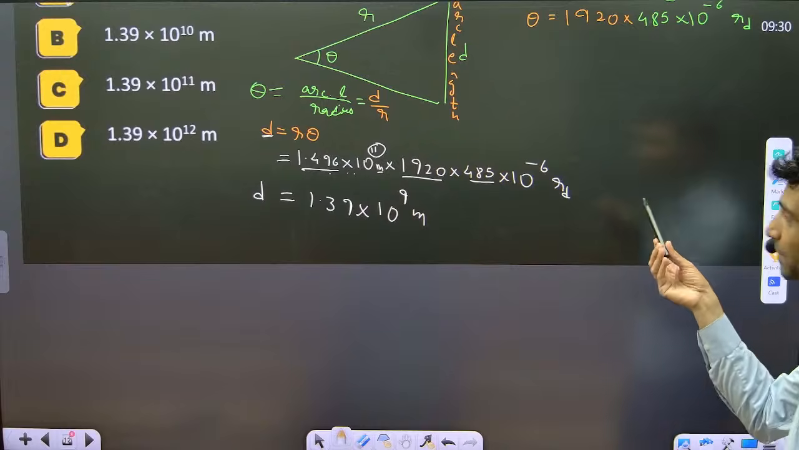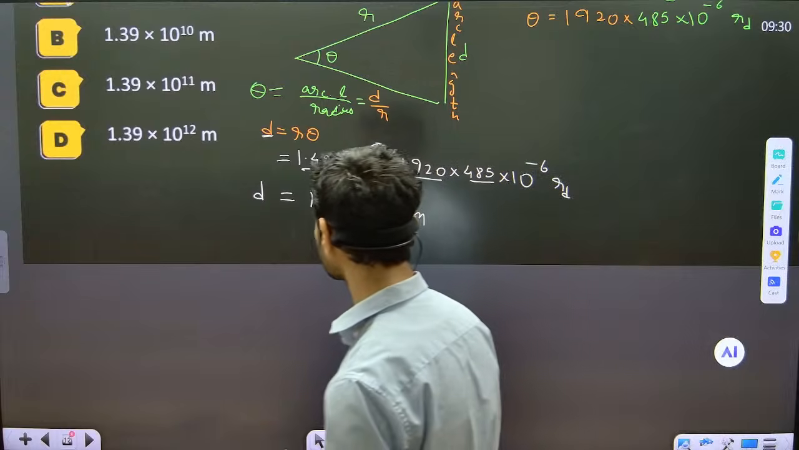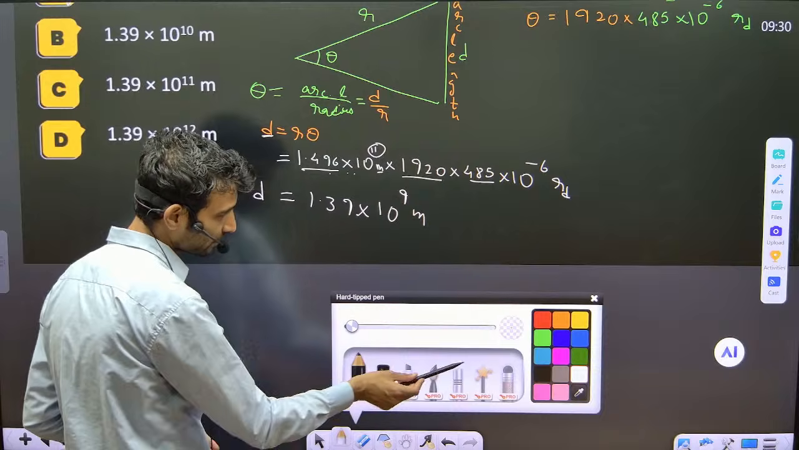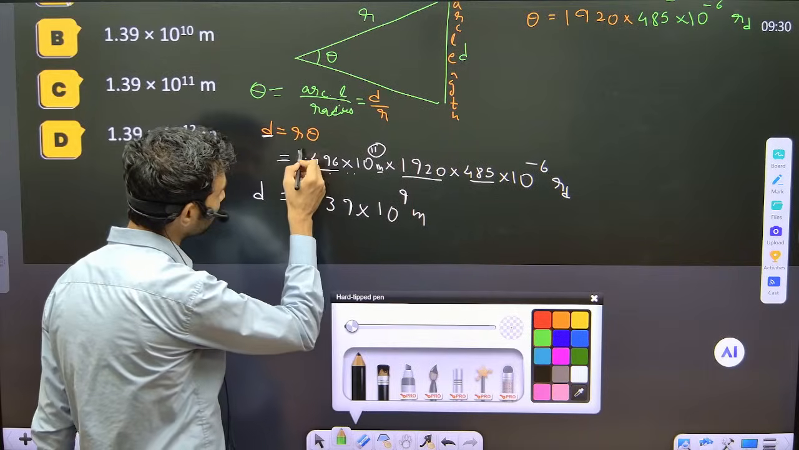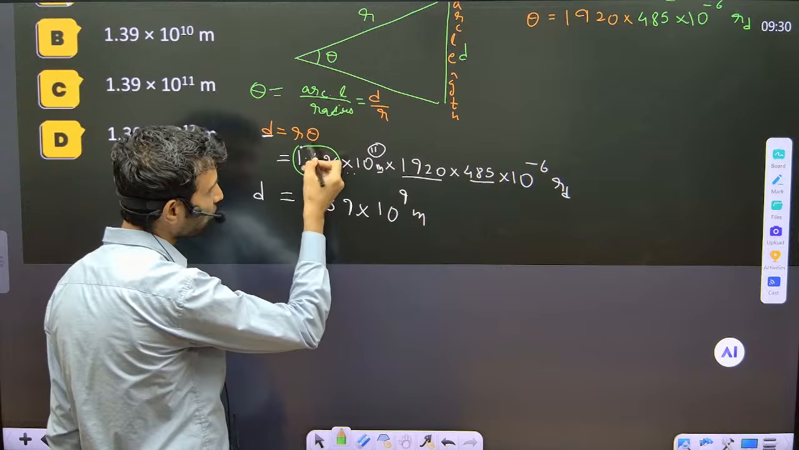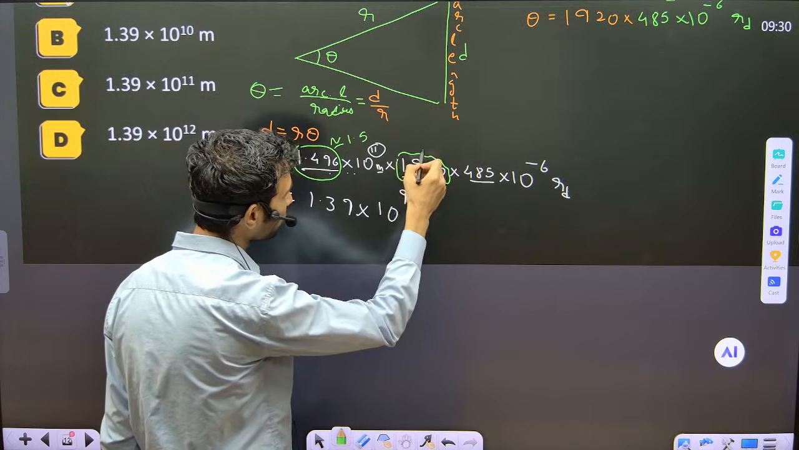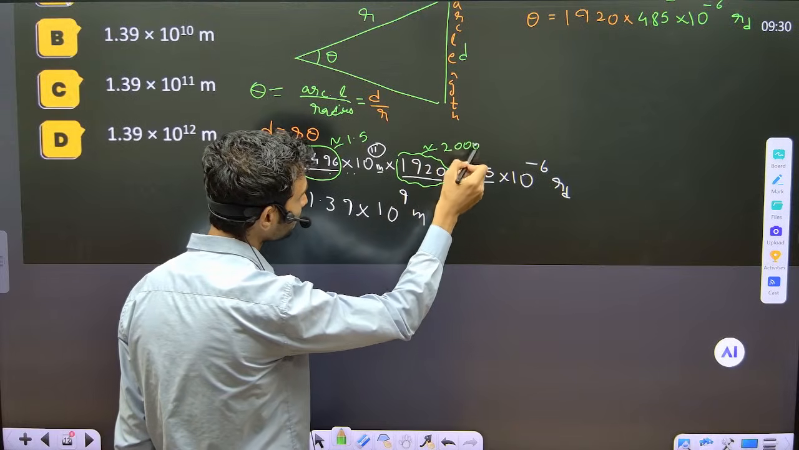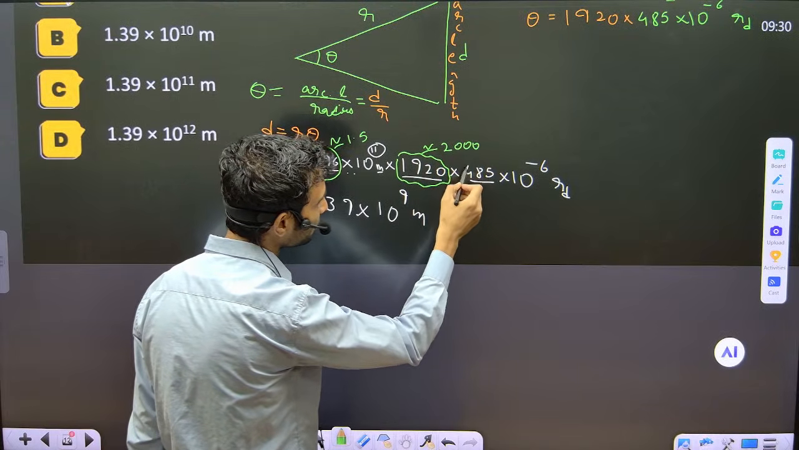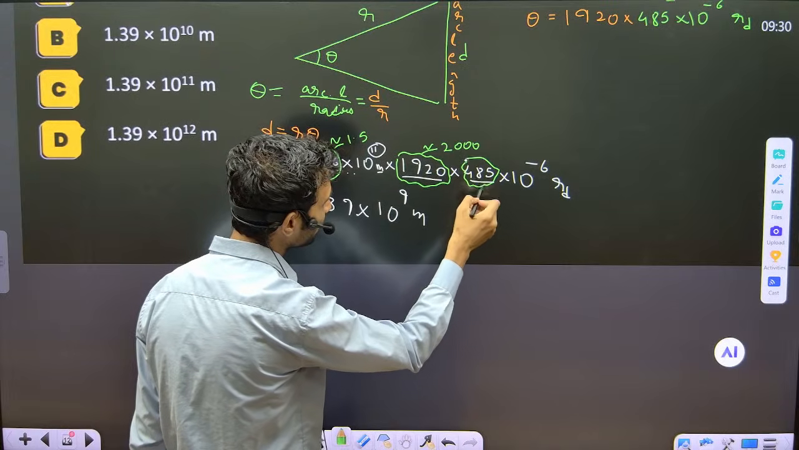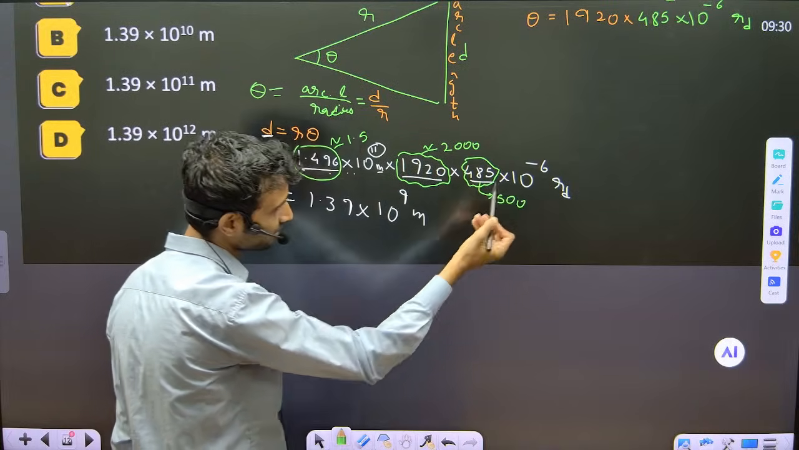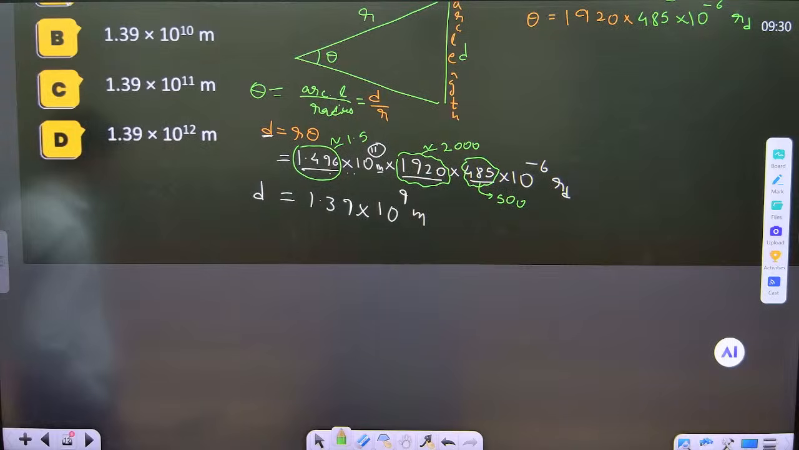First of all, you try it by yourself. How can you do it by crude calculations? I'll just give you a hint. What you can do is take this value as 1.5, almost. You can take this value as almost around 2000. And this 485 you can almost take as 500. Right? So that's how you can make it as crude as possible. Now try doing this. Now it has become so simple. Multiply and check what you're getting.